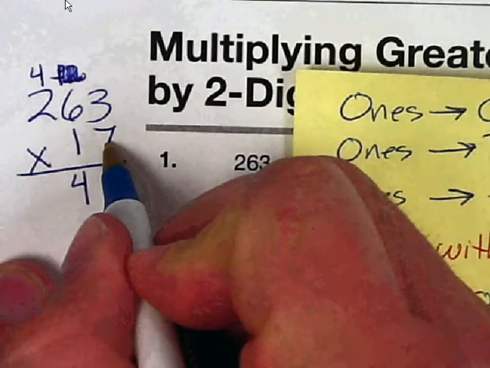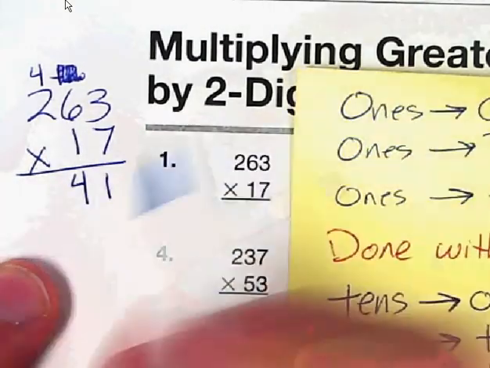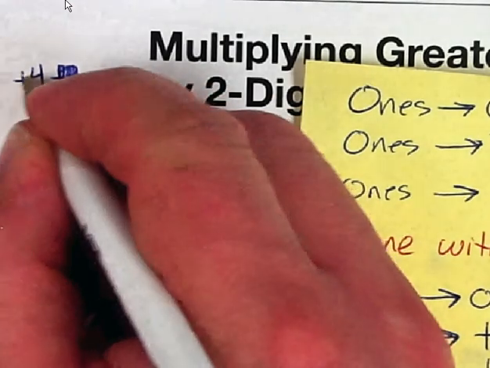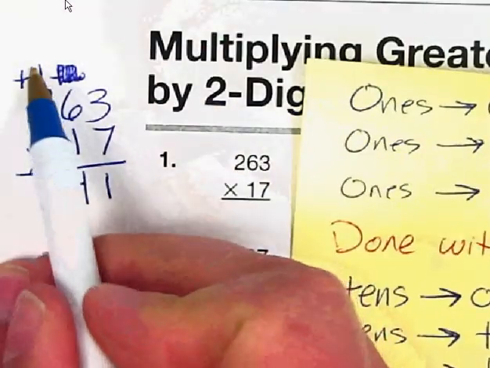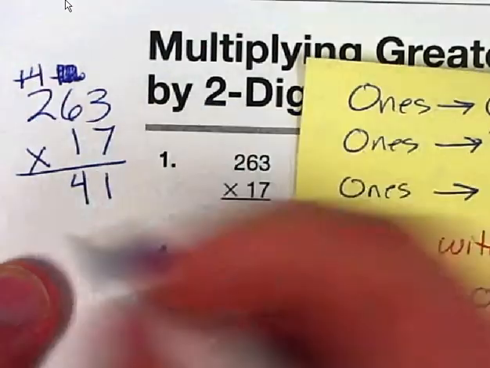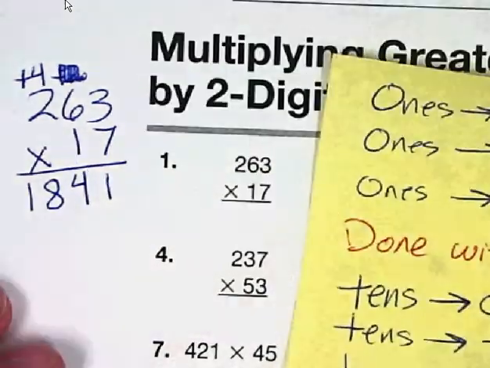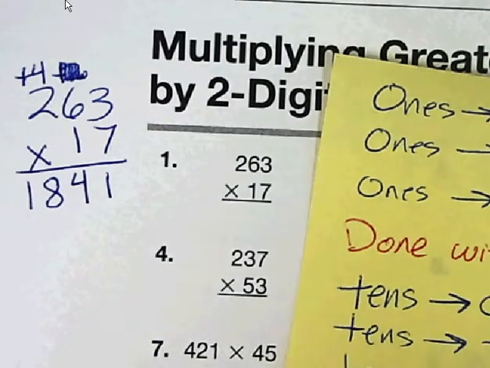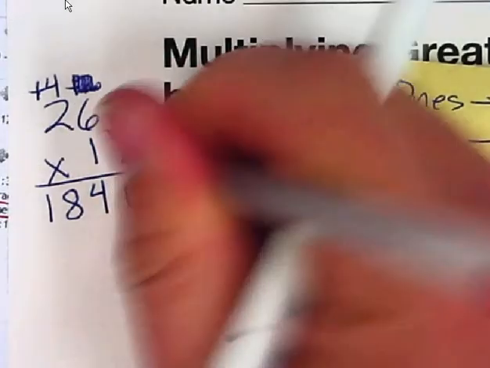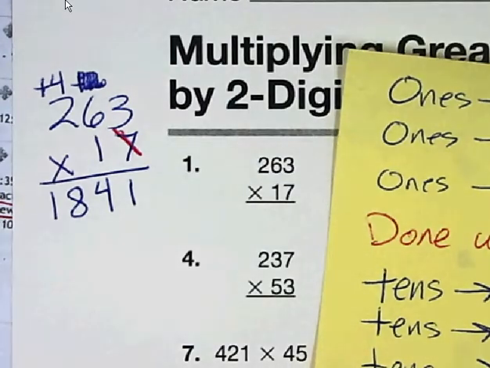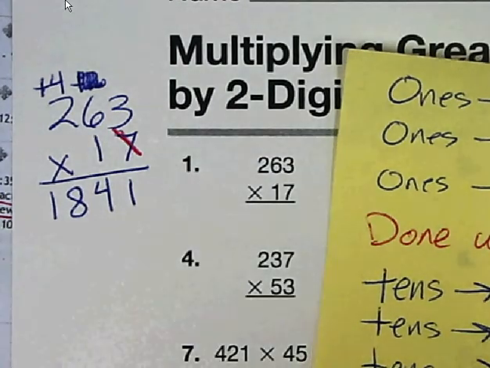So now we'll go ones to hundreds. So 7 times 2 is 14. We'll add that extra plus 4. So 14, 15, 16, 17, 18. Alright, now we are done with the ones. So I like to cross those out. You don't have to cross that out if you don't want to. That's just a way that I help you guys to remember that we're done with that ones place.